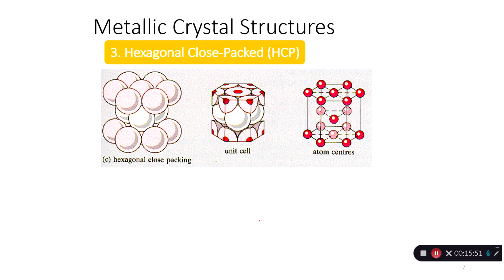Now, the last one is the hexagonal close-packed, or HCP. This is a bit different because the unit cell is not a cube. It's shaped like a hexagon. Let's see if you can determine how many equivalent atoms are in here.